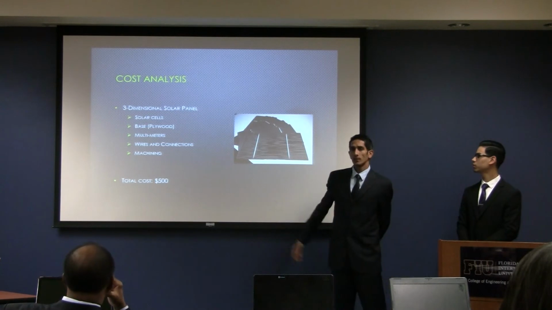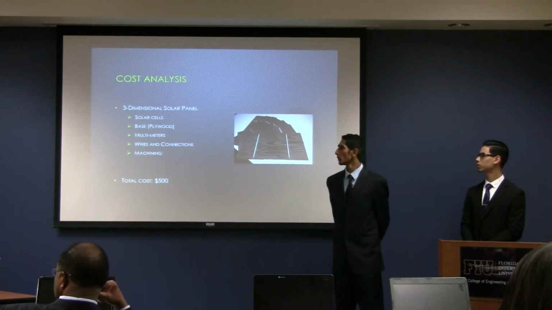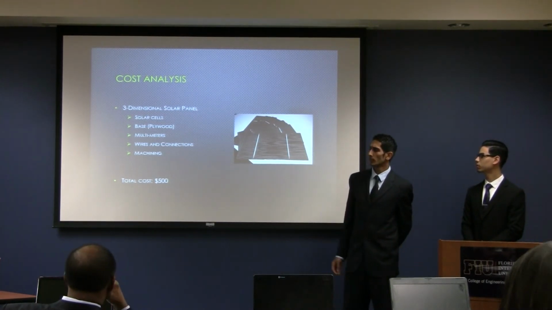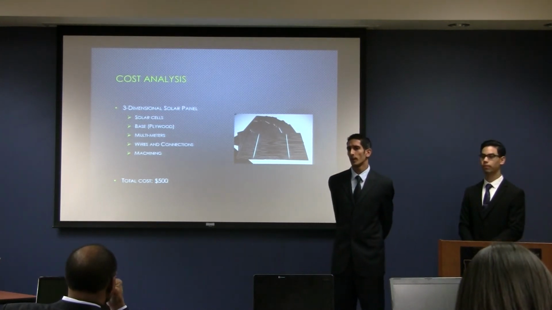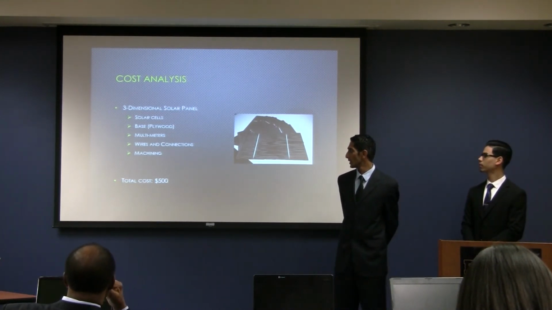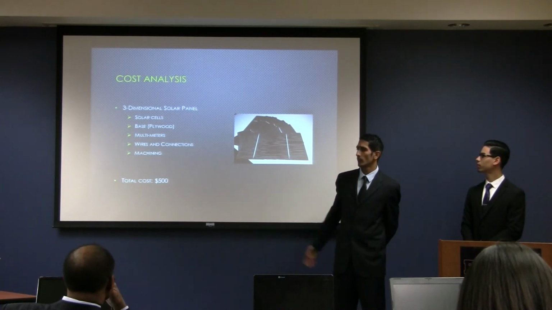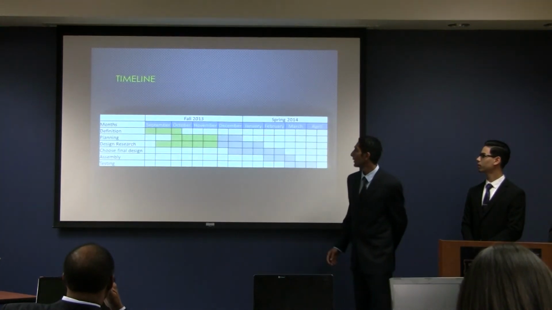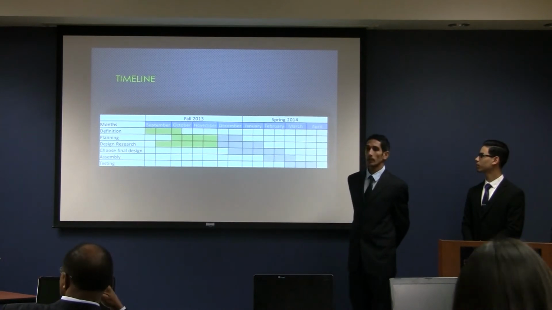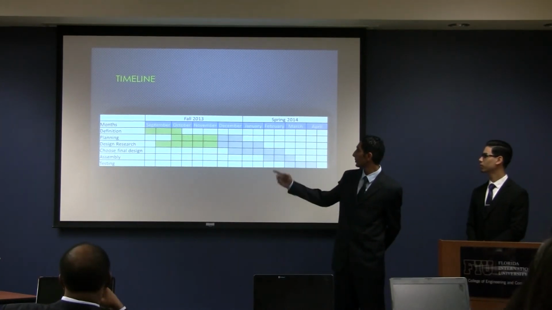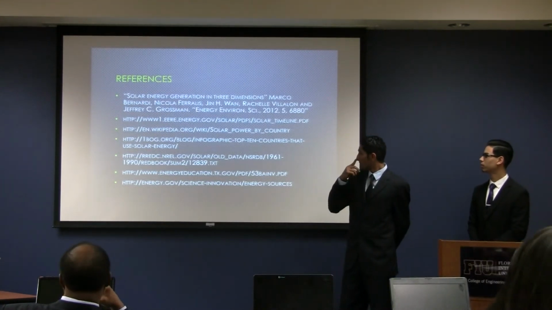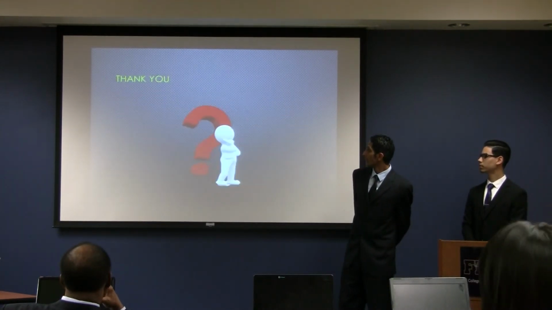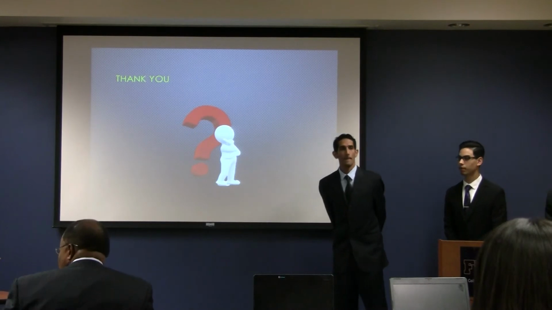Here's a cost analysis of overall our project. It includes the solar cells, base, which is made of plywood, multimeters, cables, wires, and lab machining. The overall total cost of our project is $500. And here's a quick look at our timeline, which spans from September to April. Some references of our design, our research. Any questions?